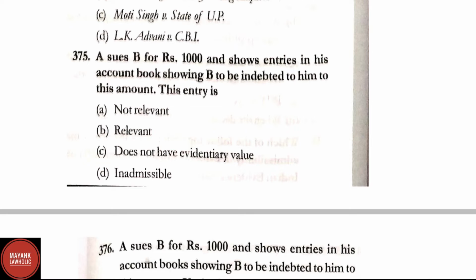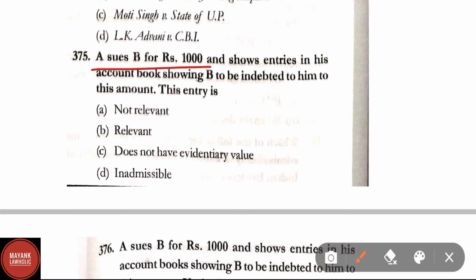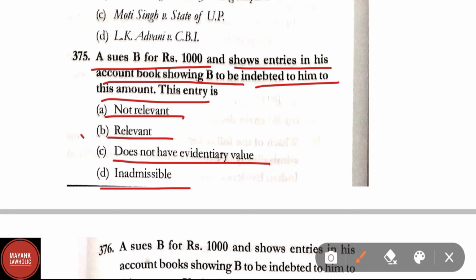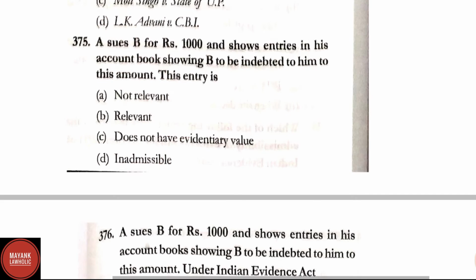Question number 375. A sues B for rupees 1000 and shows entries in his account book showing B to be indebted to him to this amount. The entry is not relevant, relevant, does not have evidentiary value, inadmissible. Correct answer here is option B, that is relevant.